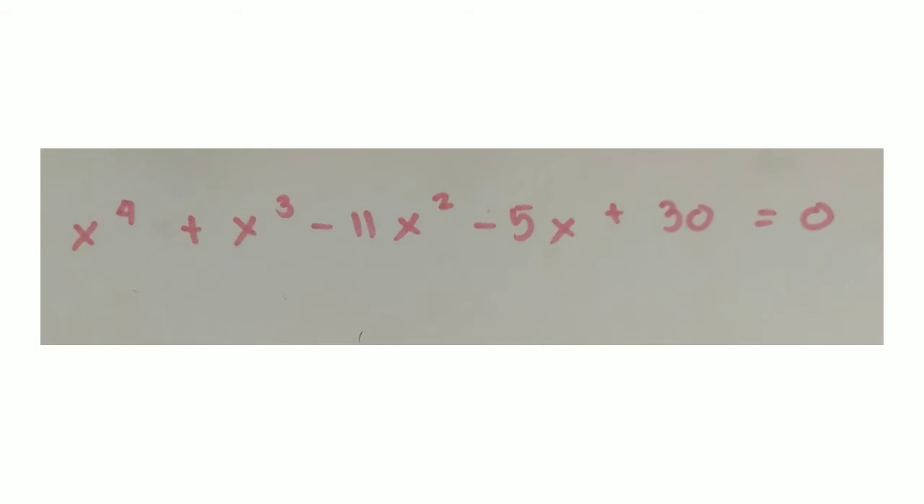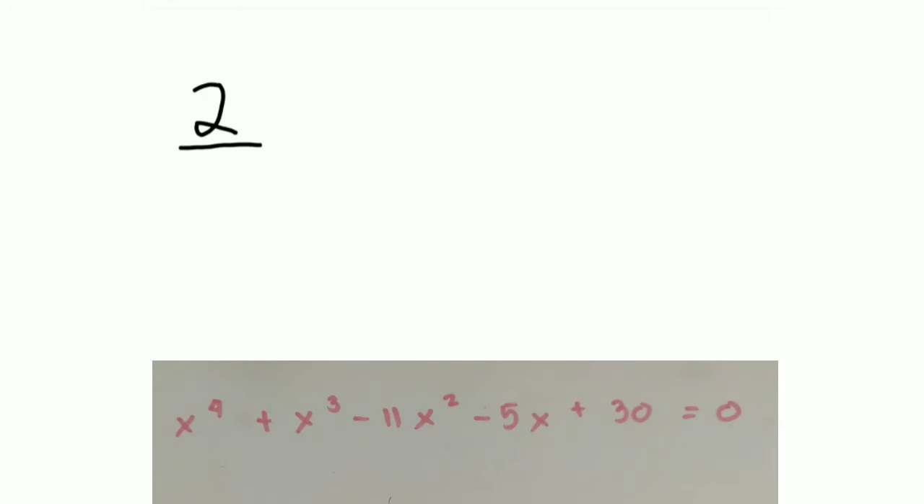For example, the given p of x is equal to x raised to 4 plus x raised to 3 minus 11x squared minus 5x plus 30 is equal to 0. Let's say, for example, you pick the number 2, put it in the box, then write all the numerical coefficients outside of the box.